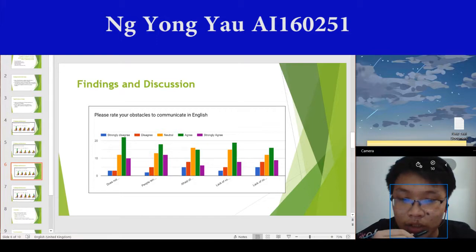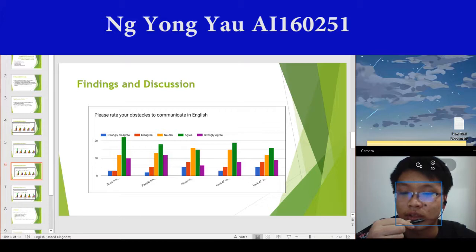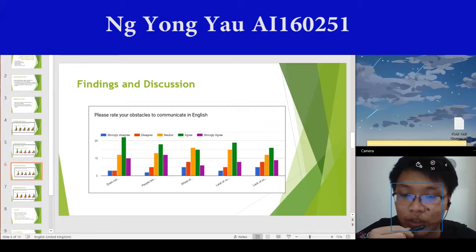From the figure, we can see that most of the respondents do not agree that not having a good English environment is the main obstacle to communicating in English, because when the environment is like all the people are talking in their mother tongue, then they will feel no motivation to communicate in English.